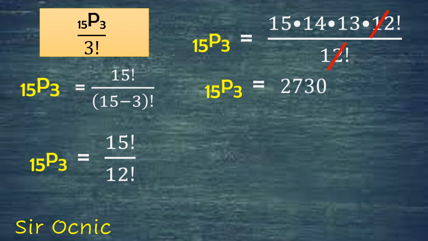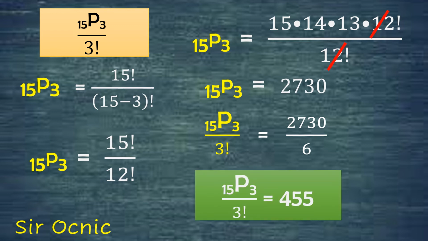That is now the value of permutation of 15 taken 3 at a time. Let us now divide the result by 3 factorial, which is equivalent to 6. 2,730 divided by 6 is equal to 455.